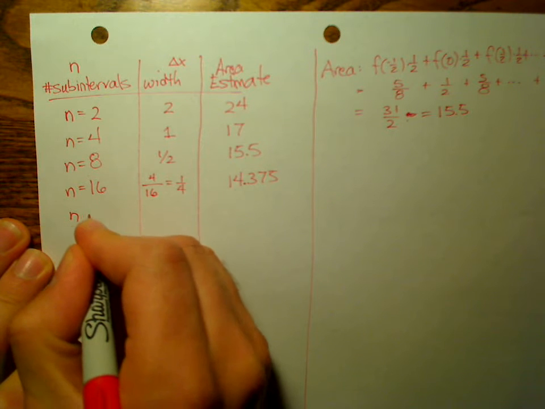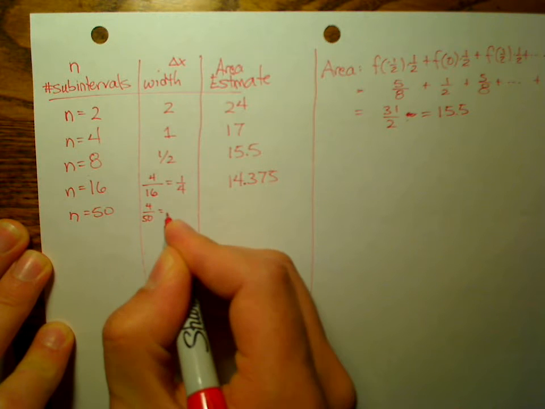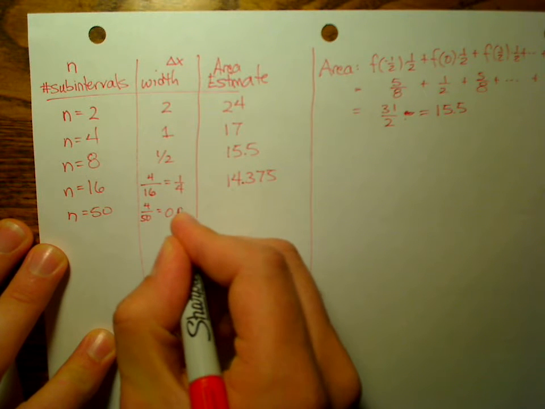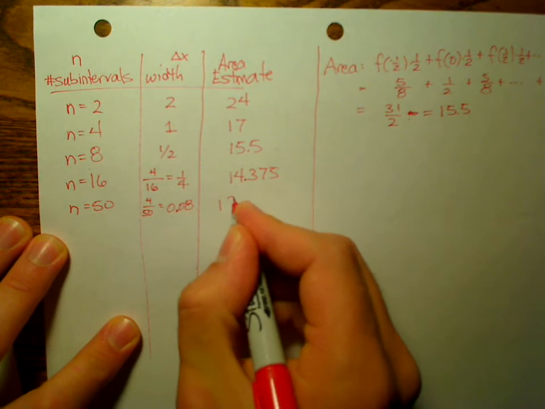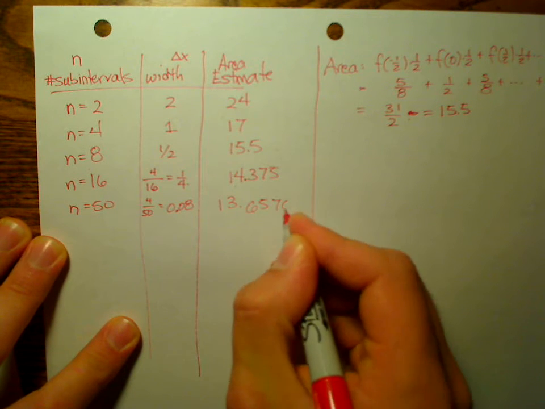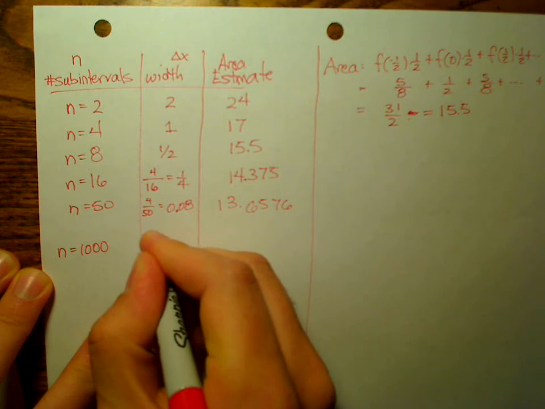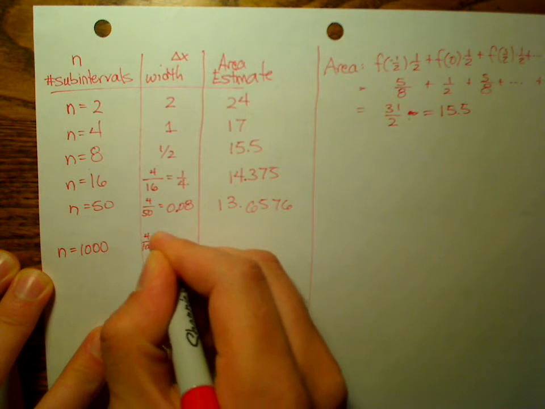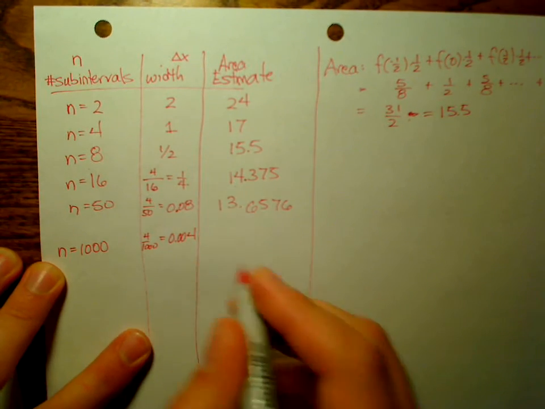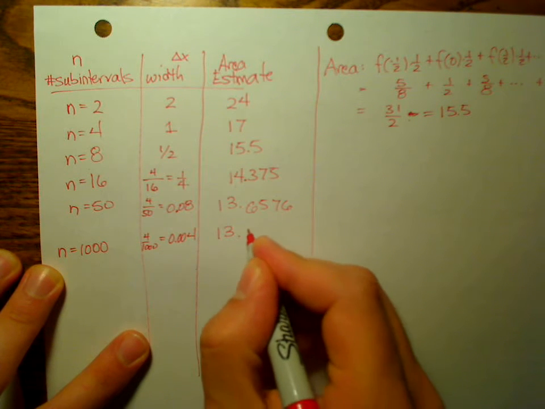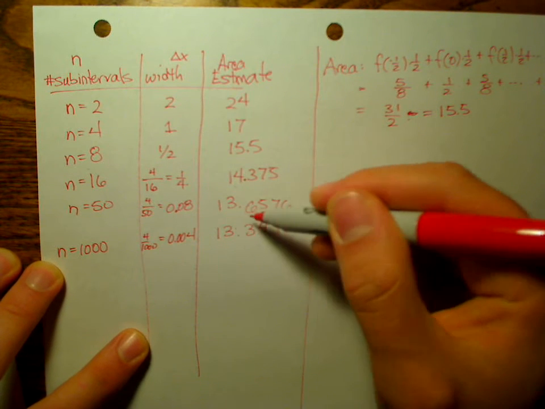We could do n equals 50. Then those would be width of 4/50ths, which is 0.08 compared to the 0.25 there. That estimate would be 13.6576. We could do this with 1,000. Now, I don't want to do that by hand, certainly, but that's 4 over 1,000, which is equal to 0.004. That would get me 13.3493. It seems like they're settling down now around 13.